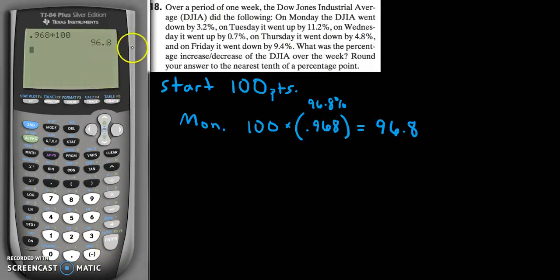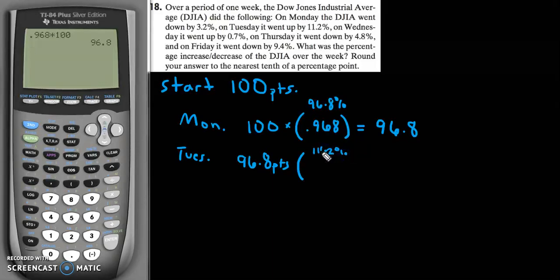So now it's worth this amount. And probably you don't need me to type that in the calculator. I'm doing it to get myself ready for the next one, so I have that number in there. So then what happened on Tuesday? Well, Tuesday, it started off being worth 96.8 points from the previous part, and then it went up by 11.2%. So if it goes up, it's now worth 111.2% of what it used to be.